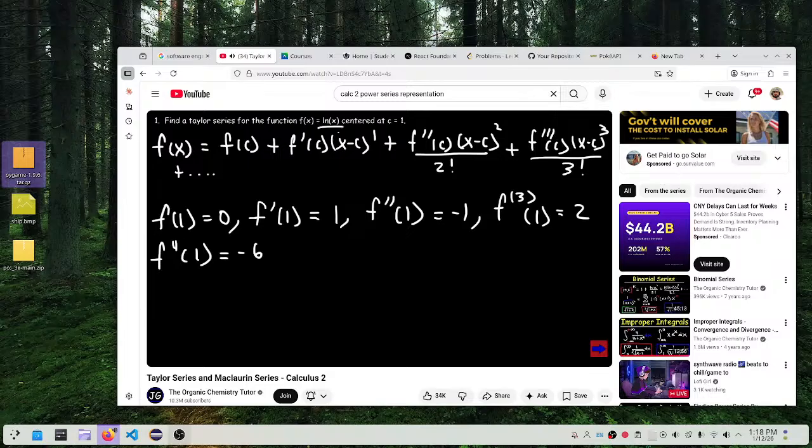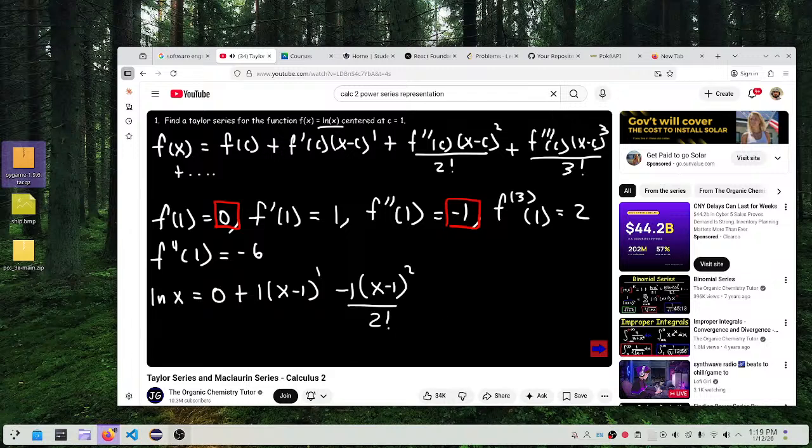So f of c, which is ln 1, is 0. And then the first derivative is 1 times (x minus c). And then the second derivative, that's going to be -1, so that's f double prime of c times (x minus c) to the second power divided by 2 factorial. And then for the third derivative, that's going to equal 2. So that's going to be plus 2 times (x minus c) to the third power divided by 3 factorial. And then we have negative 6 times (x minus c) to the fourth power divided by 4 factorial. And then that's going to continue.